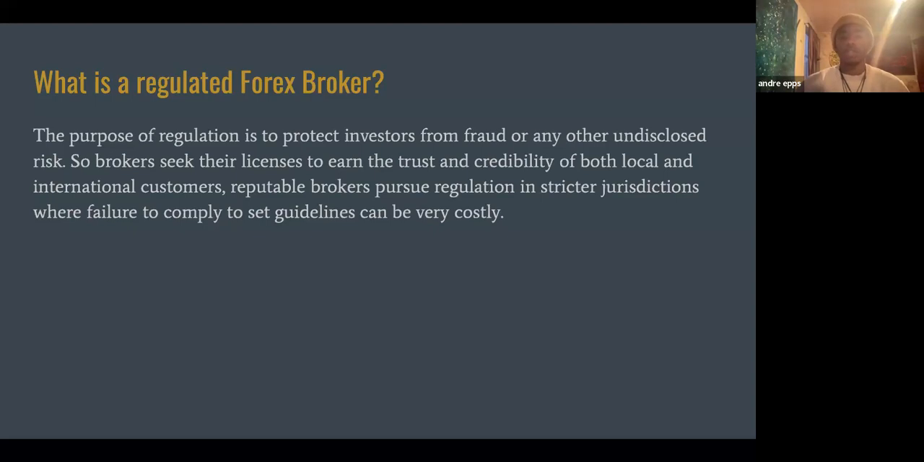So we actually work with a regulated broker that's been around for over 6 years. It's called OX Securities. So you guys can go and do some research on that.